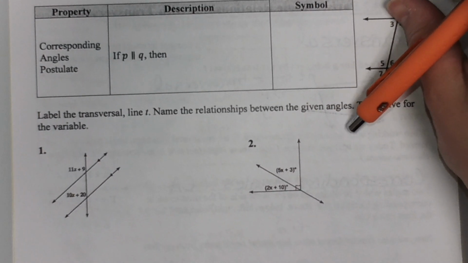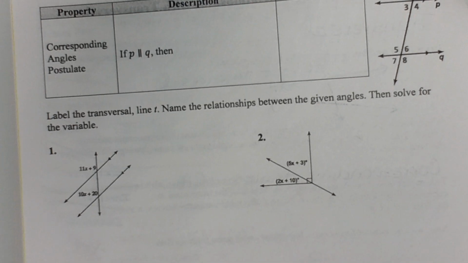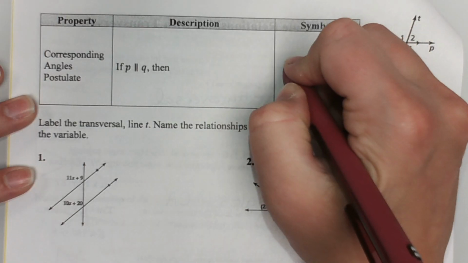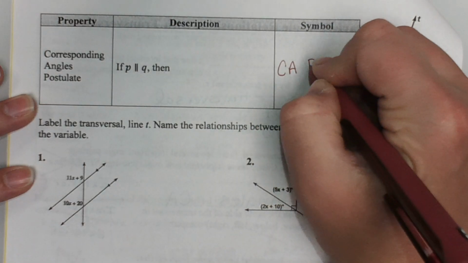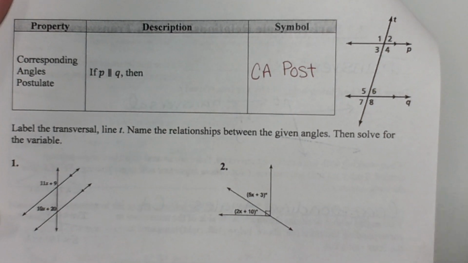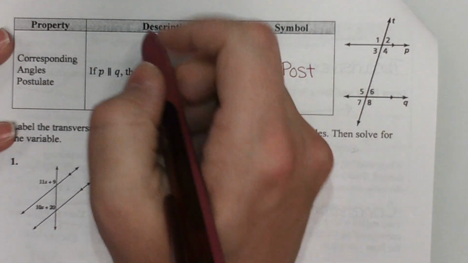Now, much like yesterday, knowing what kind of angle pair it is will tell you what is true about it. If you have corresponding angles, then they are congruent, according to what's known as the corresponding angles postulate. Now, we went through this already.